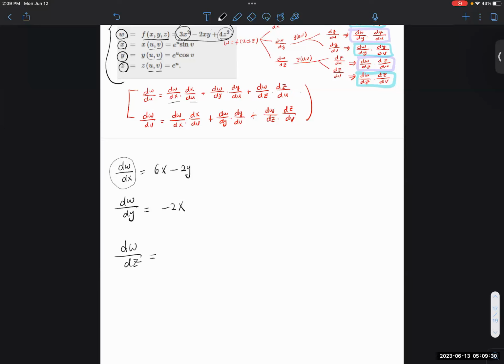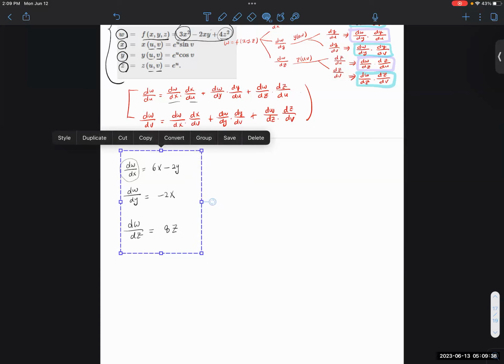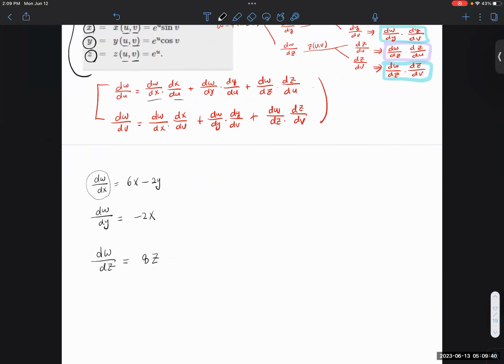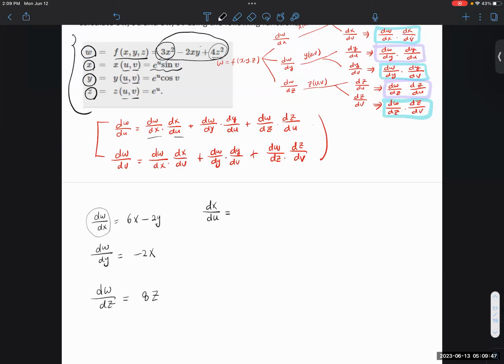So partial derivative, last one, dz. So 3x squared is going to be 0. Negative 2xy will be 0, 8z. So we found out the big branch. Now you're going to find out the small branch. dx over du. So here, in the x equation, you're going to take the partial derivative with respect to u. So e to the u, and sine v, that's kind of like a constant, keep it.